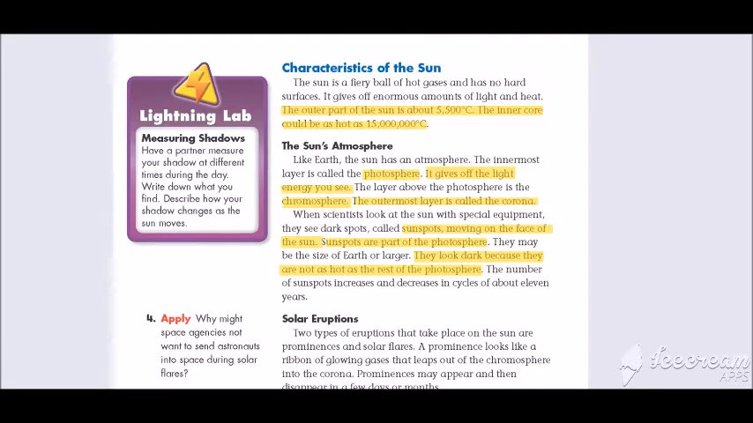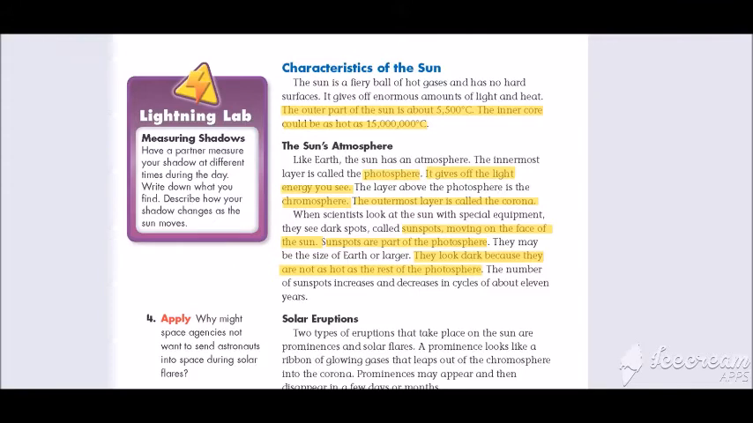Do you know how hot the Sun is? Well, the outer part of the Sun is about 5,500 Celsius. The inner core could be as hot as 15 million Celsius.